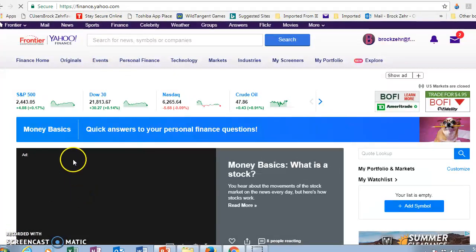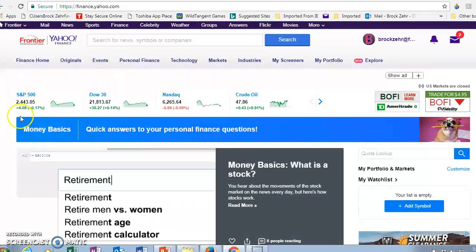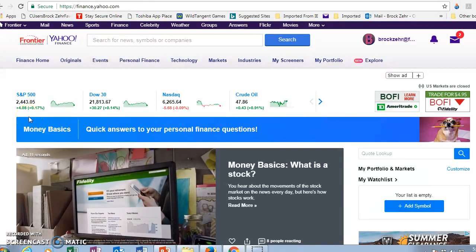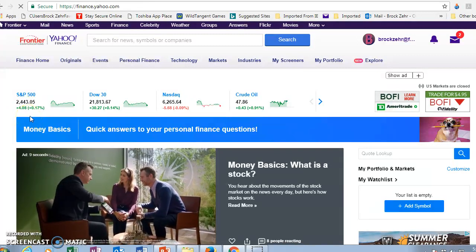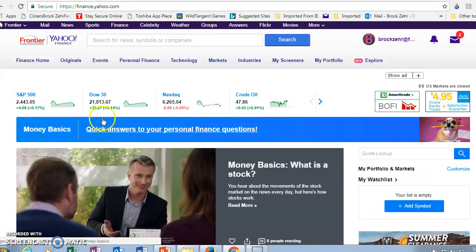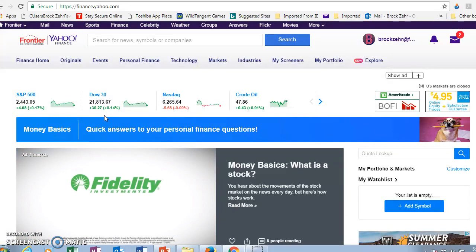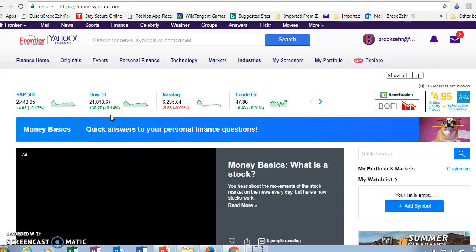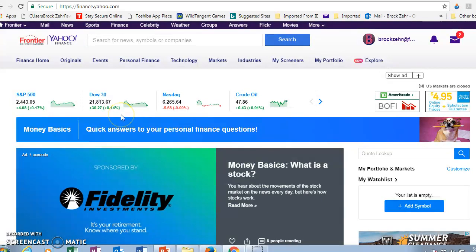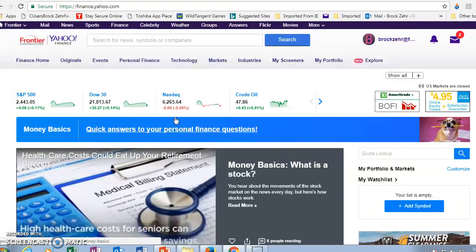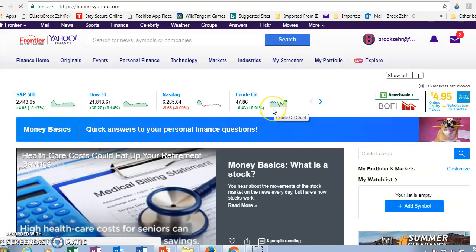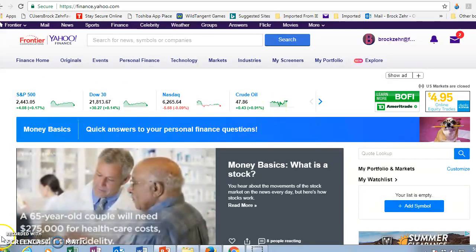You'll notice the website gives you some quick information right on the front page. The S&P 500 tells you what is going on in the overall broad market. The Dow 30, also known as the Dow Jones Industrial Average, tells you what those 30 stocks are doing as far as price movement. The NASDAQ is a broad index of stocks that are traded over the counter. And then you've got the crude oil prices here.